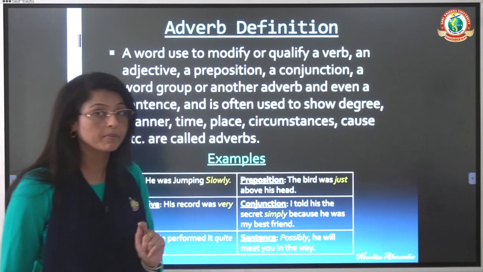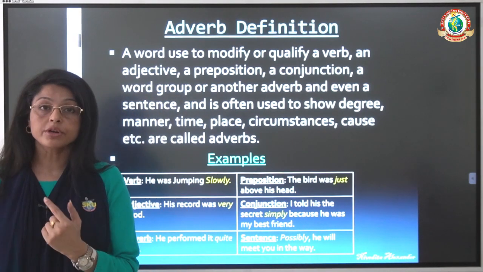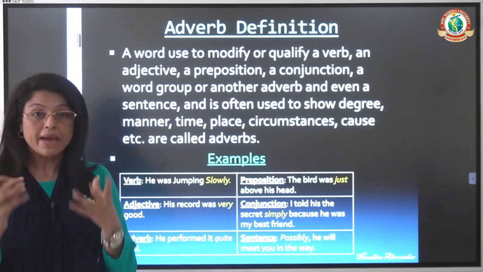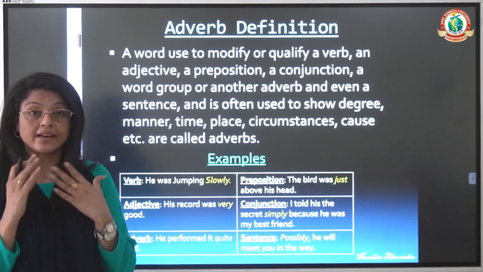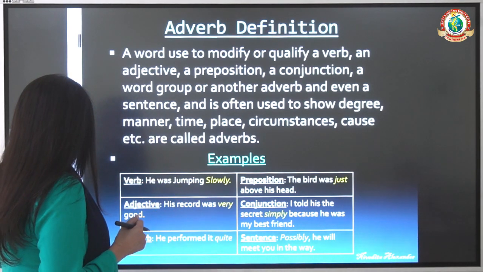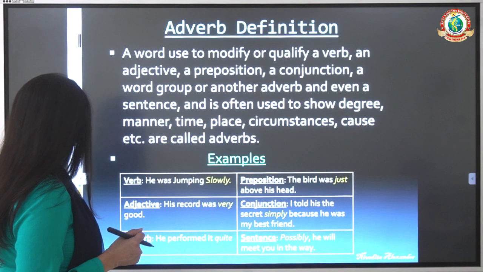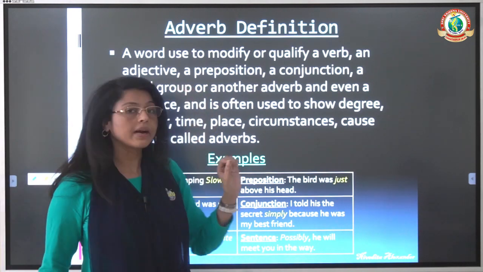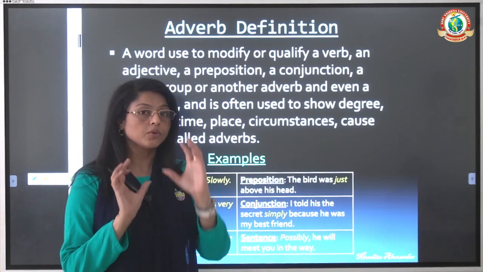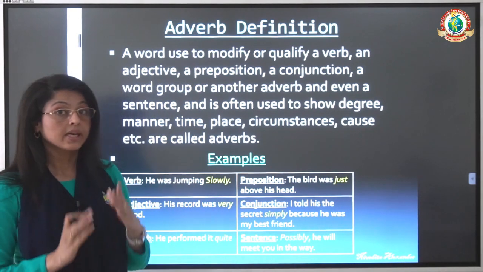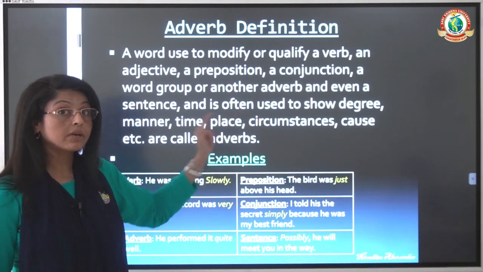Now you all know what a preposition is. Adjectives, I have already told you, are those words which give the merits or show the characteristics of a noun. Alright, now let's understand what prepositions are, very briefly. Prepositions are actually the words which are positioned before the noun. The words which are positioned before the noun are called prepositions.